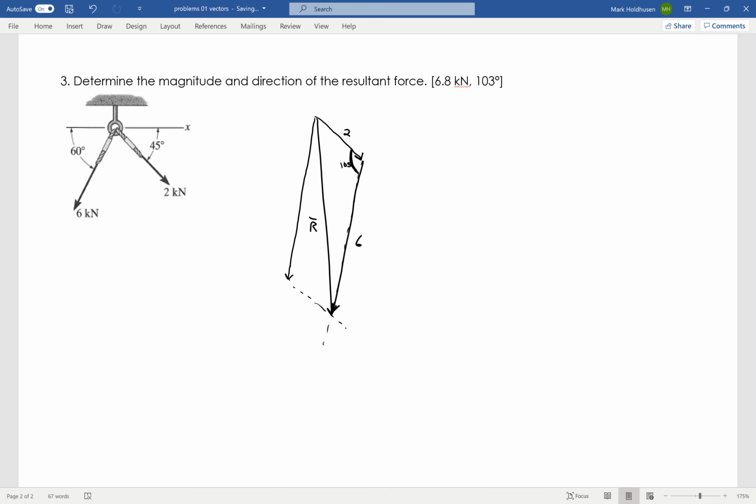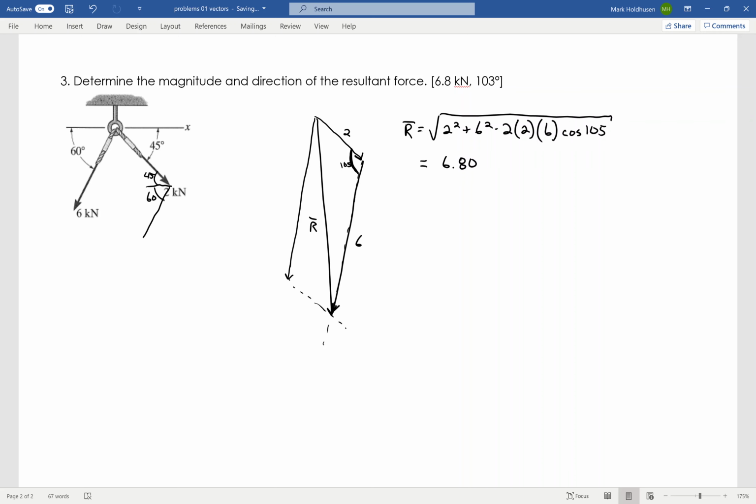Okay, and if you're not clear on how I know that, I can redraw kind of over here, right? This is 45. This is 60. I think it's a little easier to see over there, right? So 60 plus 45 gives me that 105. So now I can go ahead and again use the law of cosines to figure out that resultant vector, which is just going to be 2 squared plus 6 squared minus 2 times 2 times 6 times the cosine of 105. Again, make sure your calculator is in degrees and you get a resultant force of 6.80.